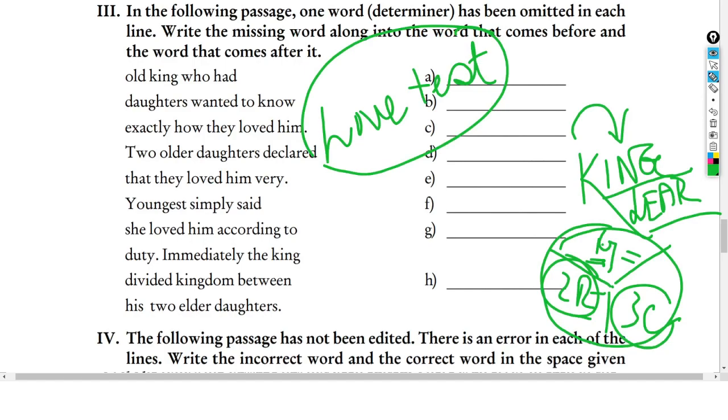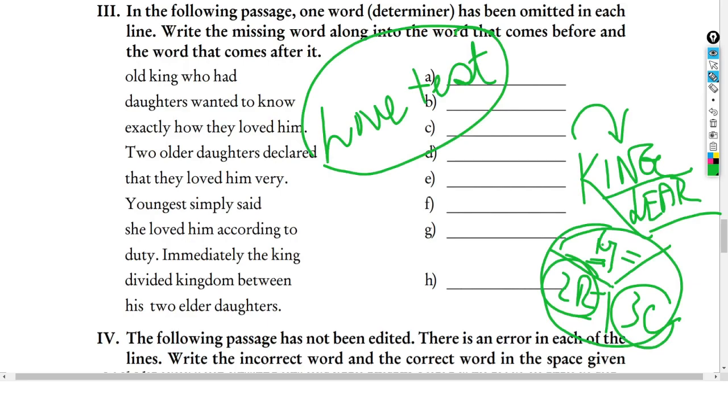jhutha description. The third daughter was very much real, and therefore the third daughter said that she loved the father as much as a natural daughter loves, not more, not less. This is the story. Okay.